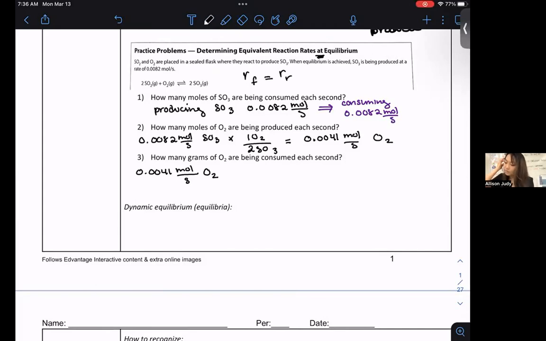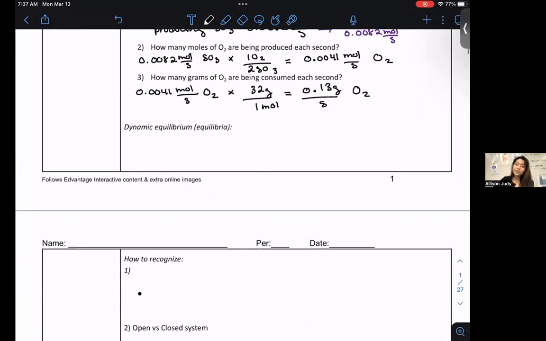So if I am producing 0.0041 moles per second of O2, I'm consuming that. I just need to simply go from moles to grams per second. So I would use my molar mass of 32 grams for every 1 mole of O2, and I would get that I am consuming 0.13 grams per second of O2.